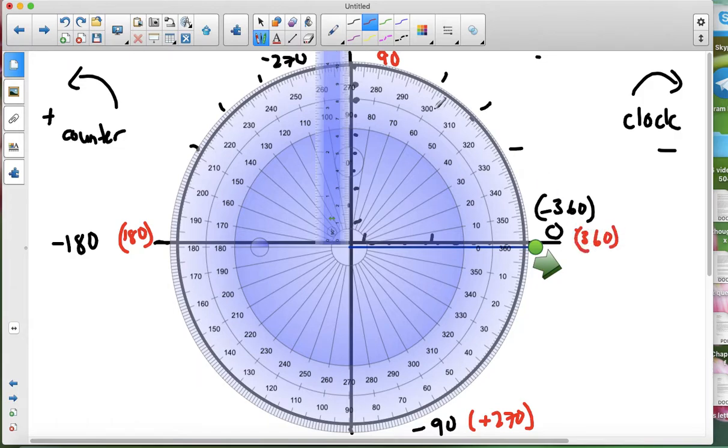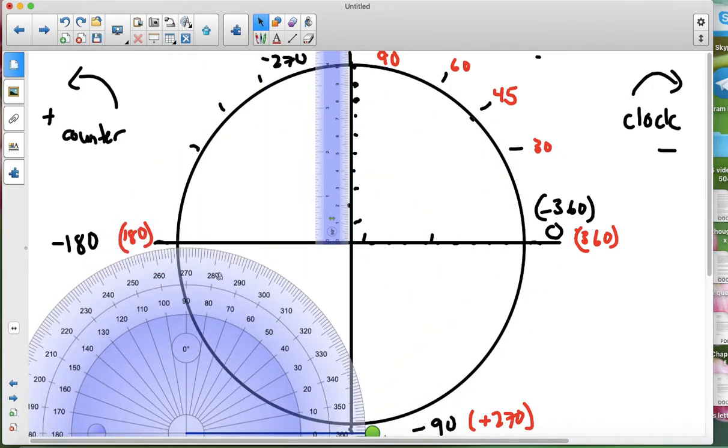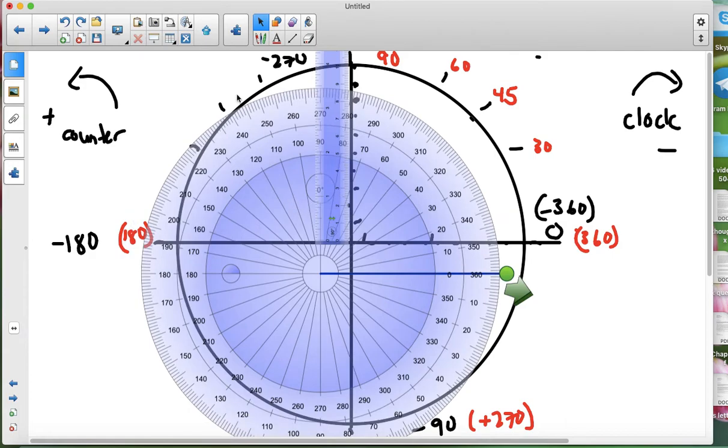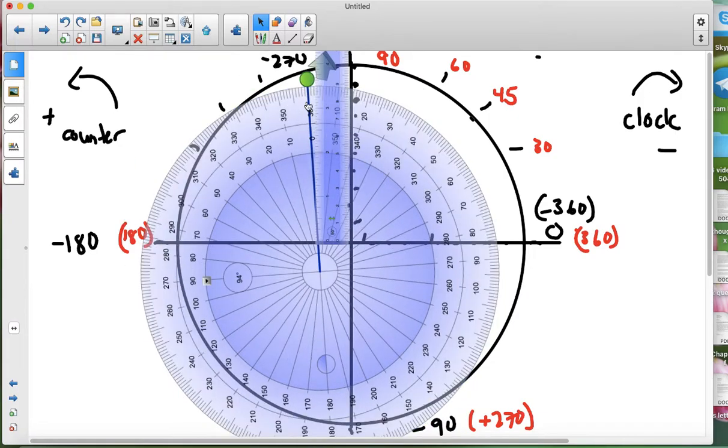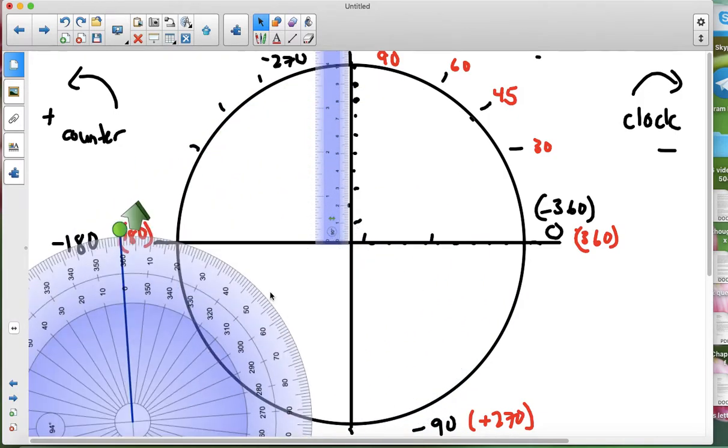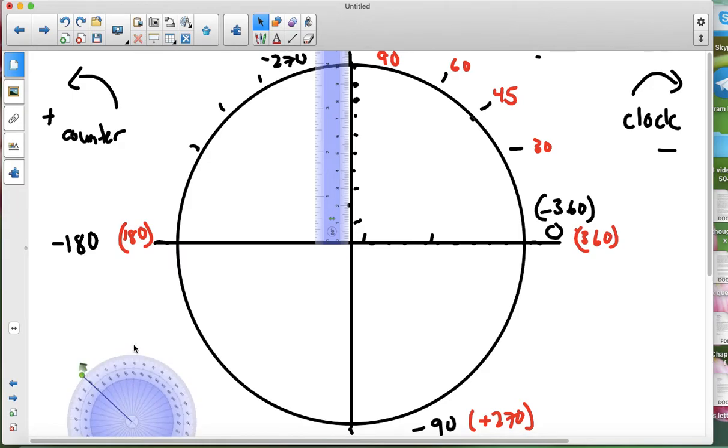So I'm going to remove the protractor, and I've marked 30 degrees, 45 degrees, and I've marked the 60 degrees on the protractor. So I'm just going to get rid of it so we could look at our circle. Maybe I'll just delete it. That's possible. Or make it really small. Okay, well, we just made it small.